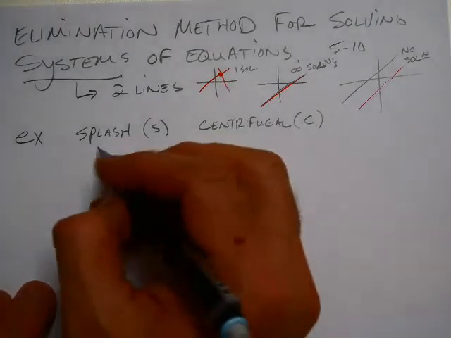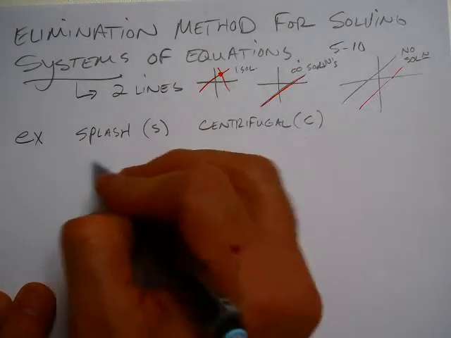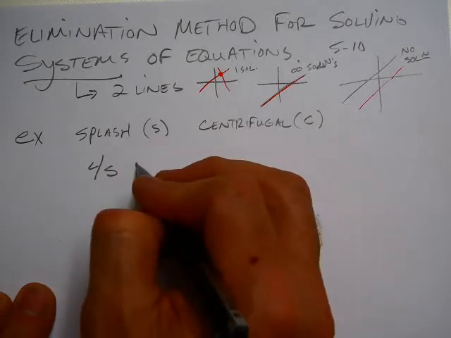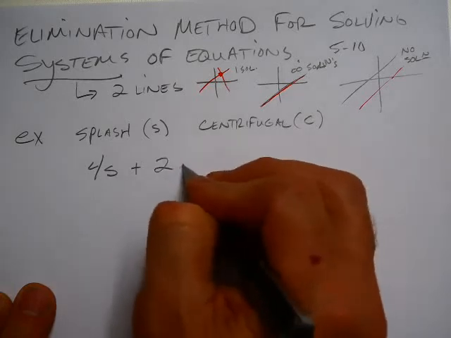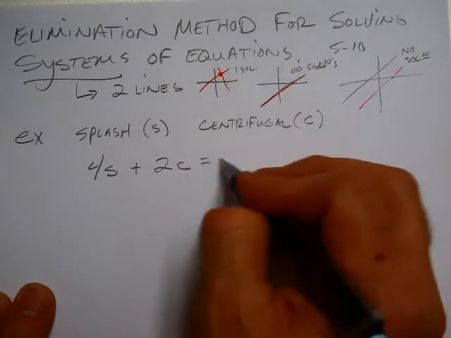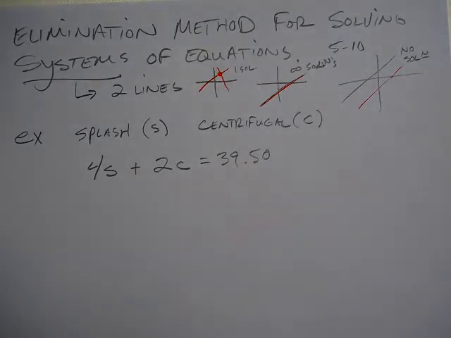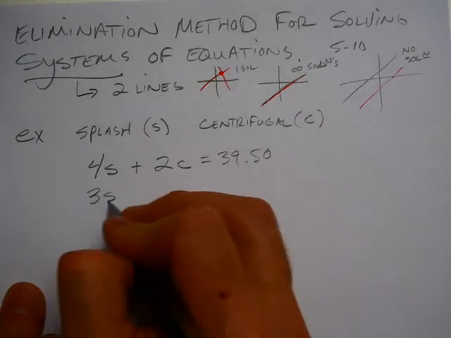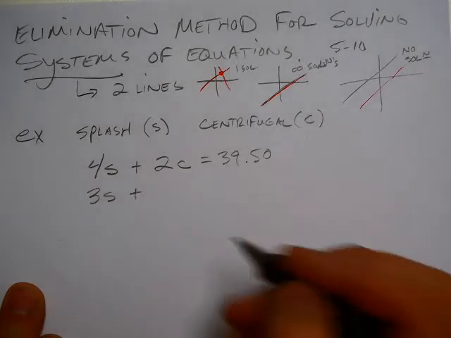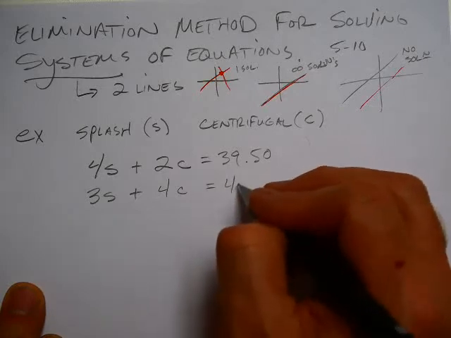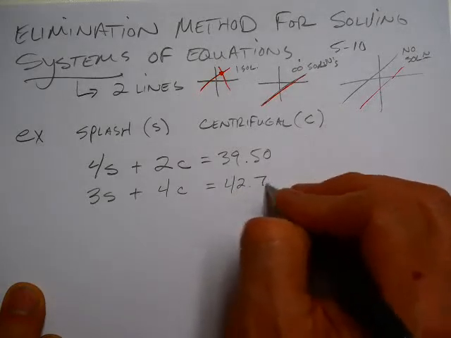Now Mallory rode Splash Mountain 4 times. So Mallory rode 4 Splash Mountains and 2 centrifugal chambers, and she paid $39.50. Okay, that was Mallory's. Meg rode Splash Mountain a little less. She rode 3 times, but she rode the centrifugal chamber more. She ended up paying a little bit more, $42.75.